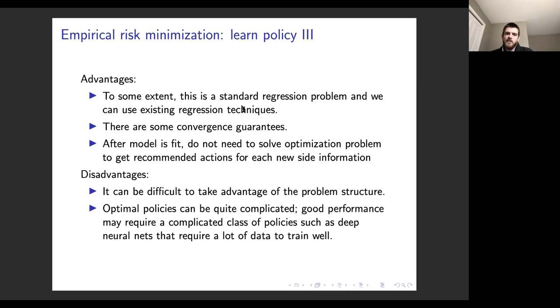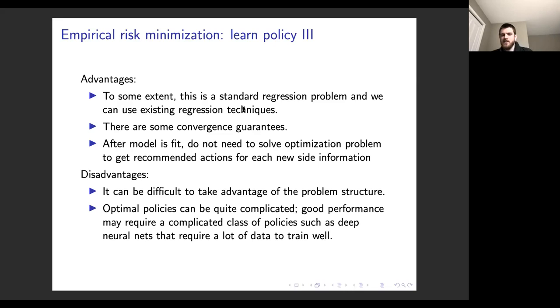And an advantage here is that we're actually fitting our policy directly. So unlike the other approaches that we've talked about so far, our policy is explicitly defined and we get actions directly for new side information. We don't have to solve a new optimization problem every time we get new side information.